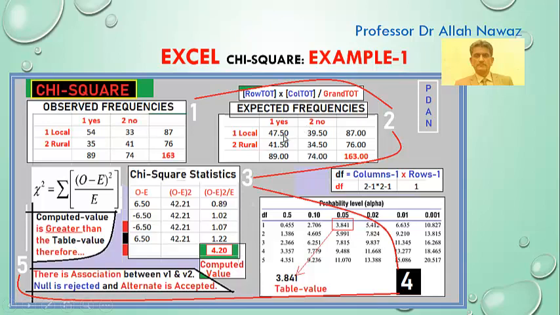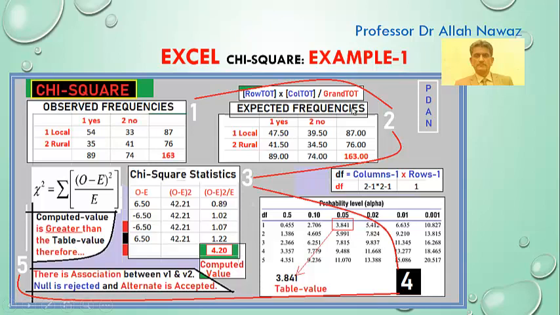So observed frequencies, which come out of our questionnaire, are then used to compute the expected frequencies. Expected frequency means statistically that if there was no association, then what should be the frequency in this column and that column and in these two columns.